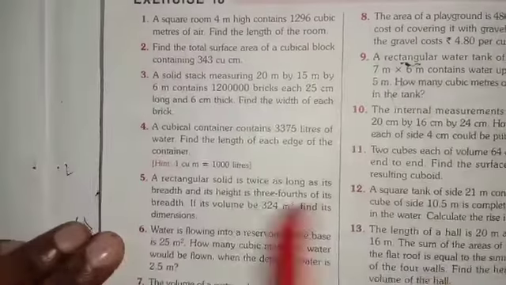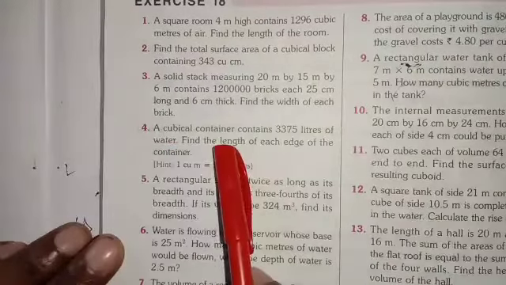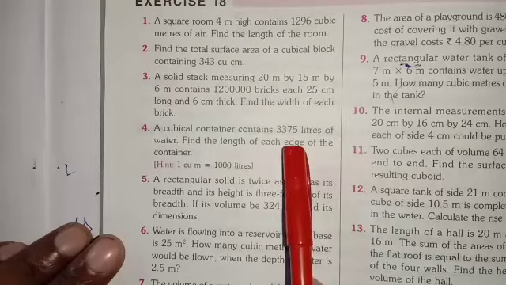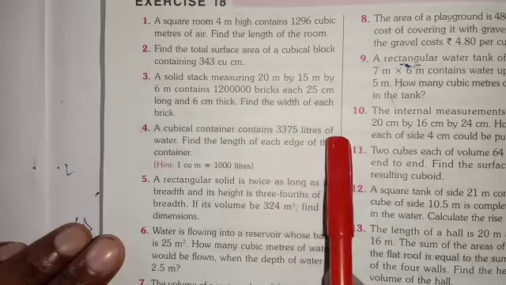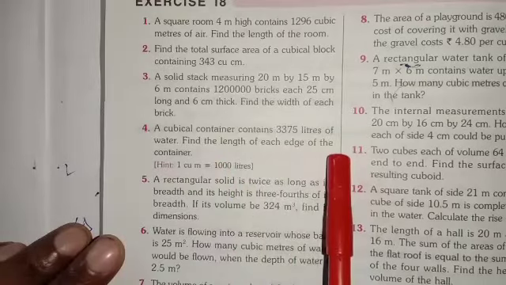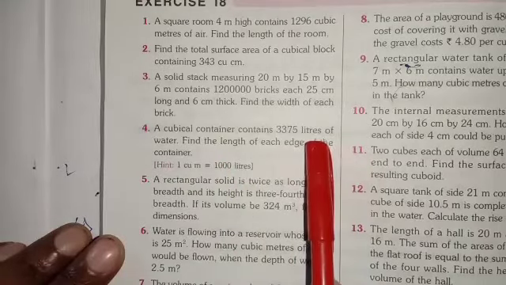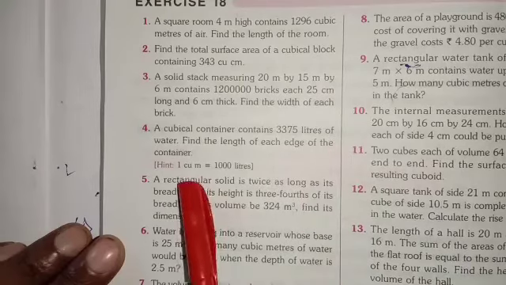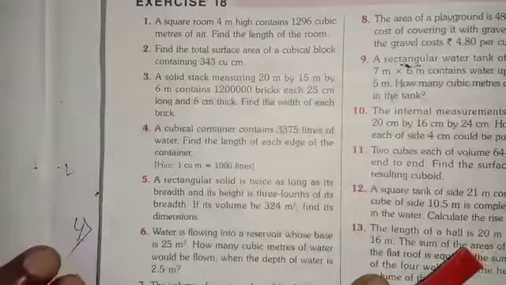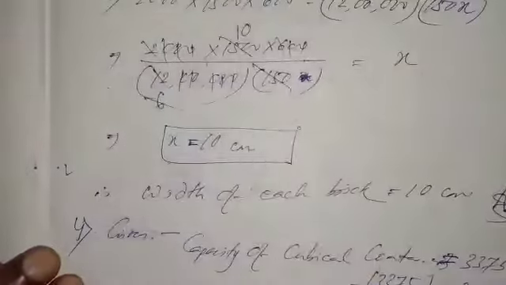Question number 4: it is given a cubical container contains 3375 liters of water, means volume, capacity given. Find the length of each edge of the container. You have to convert liter into meter. 1 cubic meter is equal to 1000 liter, means you have to divide. Dividing by 1000 you will get meter cube.